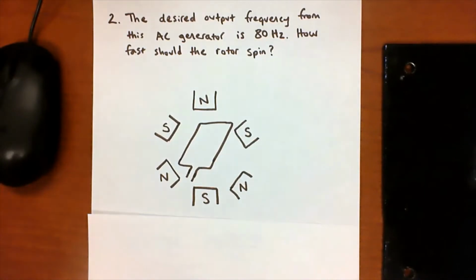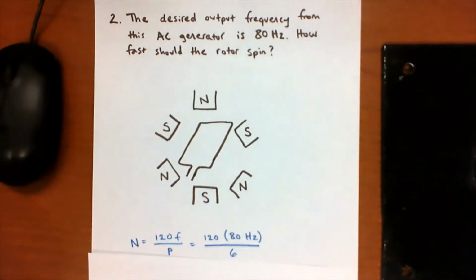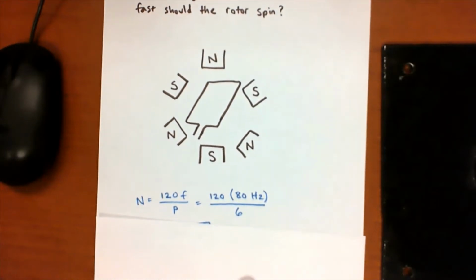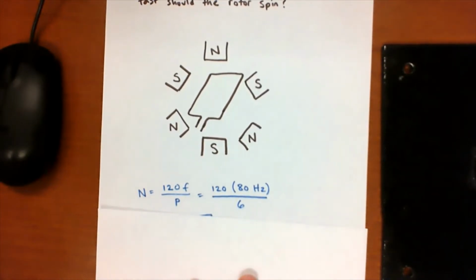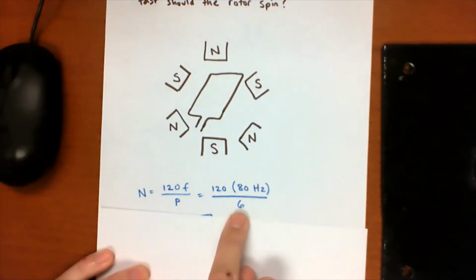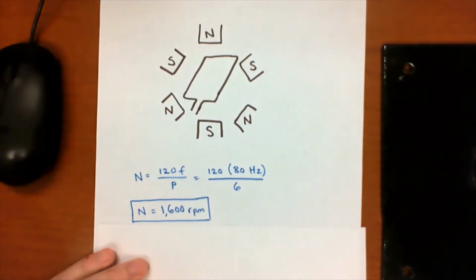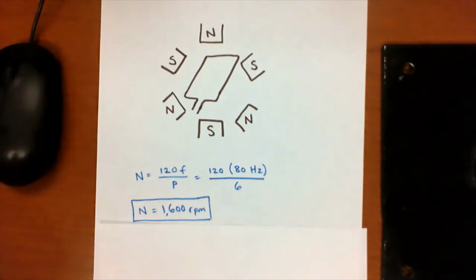So P is going to be 6, and our F is going to be 80 hertz. And all we have to do is plug in numbers and find N. So this is really pretty simple. N equals 120F divided by P. Plug in your desired frequency, plug in your number of magnetic field poles, and then plug it into your calculator. And you'll get that N, the rotation speed, equals 1,600 RPM. That's all there is to that one.